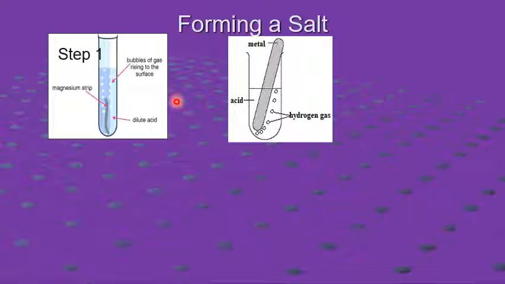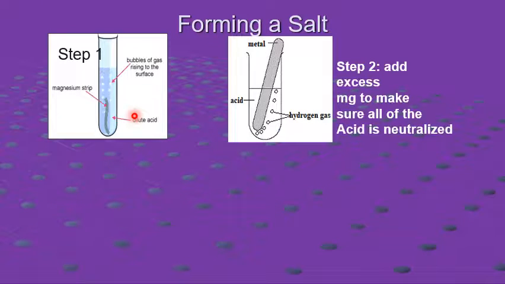So when we are forming a salt, like you saw in the video, there are some steps that we have to follow, and those steps are the same no matter which example you're given. So now we have an example here where we have a magnesium strip being placed into a dilute acid. The first step is you are going to add excess magnesium to make sure that all of the acid is neutralized. So you need excess of the magnesium, the metal, or excess of the base so that you can make sure that all of the acid is neutralized. That's the first step.